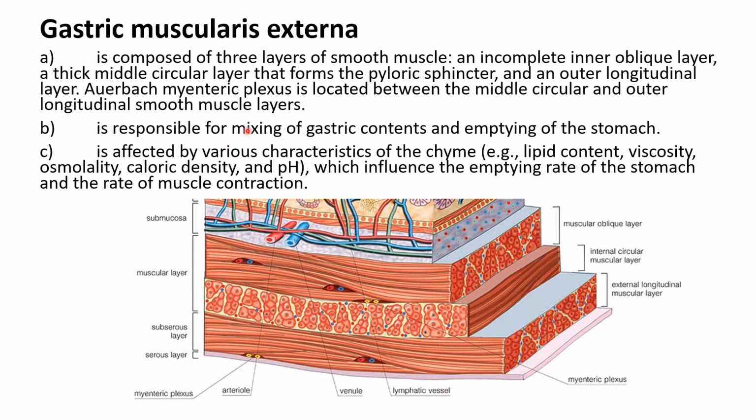Auerbach's mesenteric plexus, or simply mesenteric plexus, is located between the middle circular and outer longitudinal smooth muscle layers. So you can see here certain structures which are colored in yellow here and here. They are called Auerbach plexus or simply mesenteric plexus. They are placed in between the middle circular and outer longitudinal smooth muscle layers.